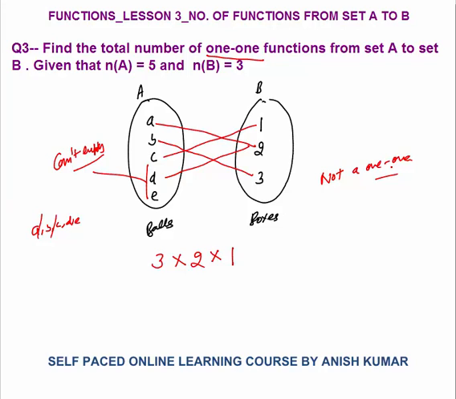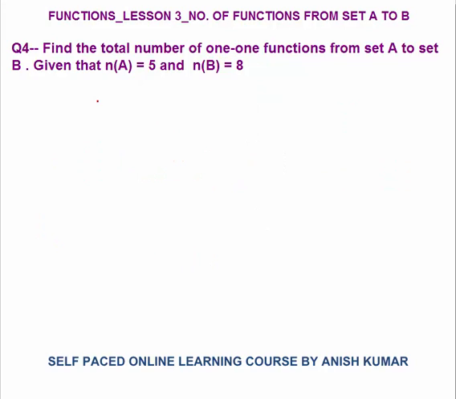So what the question asks is the total number of 1-1 functions from set A to set B, and you can't make any. So the answer is 0. Zero 1-1 functions are possible when the number of elements in A is 5 and the number of elements in B is 3. Question 4 is: find the total number of 1-1 functions from set A to set B.